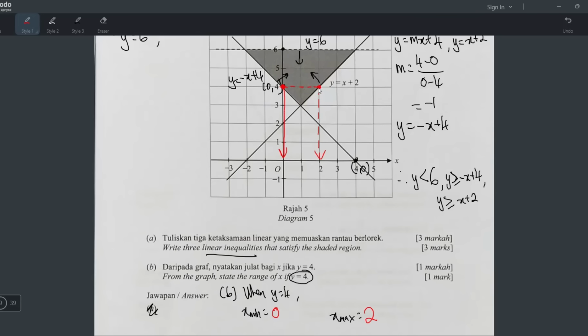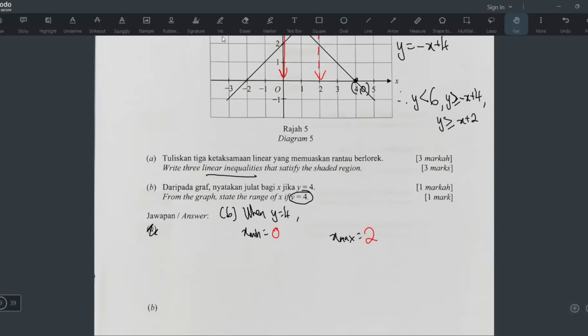Okay, but this one I have no problem lah because it's a solid line. So if it's solid line means it can be bigger or equals. So if the point is on the line, you can take it also. So it's 2 lah. But the soalan asks for range. So for range, you have to write like this. You have to write in this format.